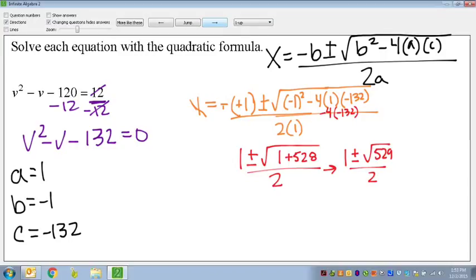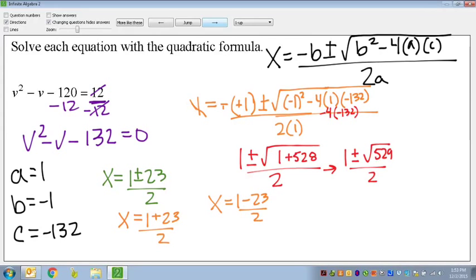Sorry. All right, so it's actually x equals 1 plus or minus 23 all over 2, which means I can make two different equations for this problem. I have x equals 1 plus 23 over 2, and x equals 1 minus 23 over 2. All right, 1 plus 23 is 24. 24 over 2 equals 12. So 12 is one of my answers. And 1 minus 23 is negative 22 over 2, which equals negative 11.